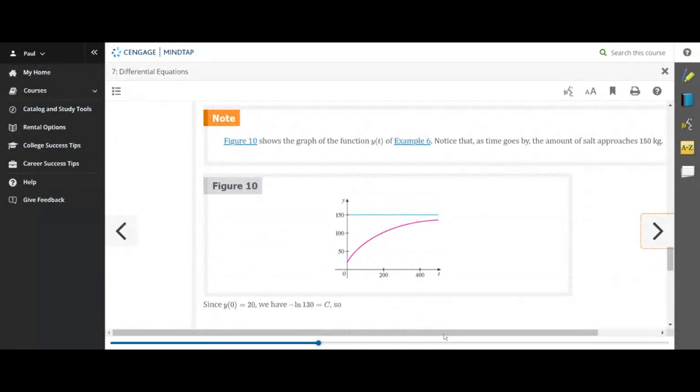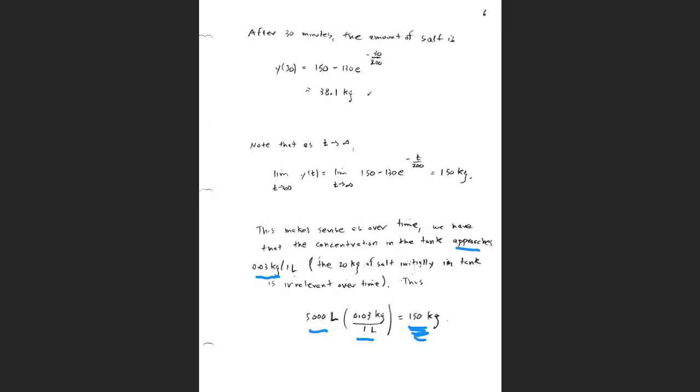of the function y of t. So y of t was equal to, actually, if I want to just go back to the solution here, one moment. It's worth doing it.